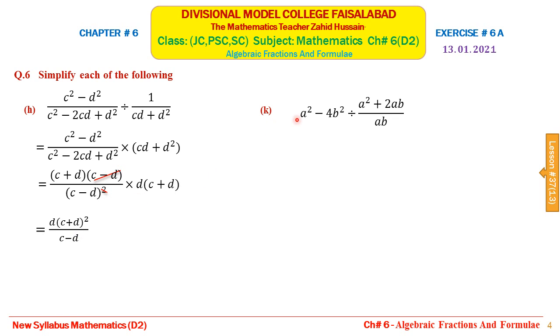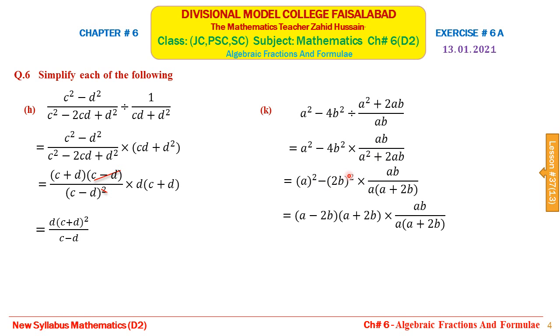Again, the K part is a square minus 4b square. The division sign will be replaced with the multiplication sign, and we will take the reciprocal of the second fraction, and it will become ab over a square plus 2ab. Now we will factorize this expression by the a square minus b square type, and we will take out a common from the denominator. The factors of a square minus 4b square are a minus 2b, a plus 2b, and the second fraction is ab over a multiplied by a plus 2b.